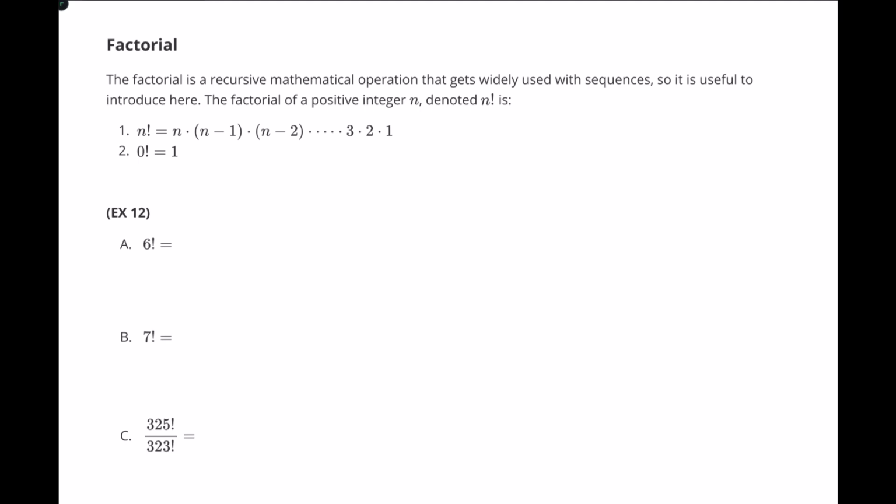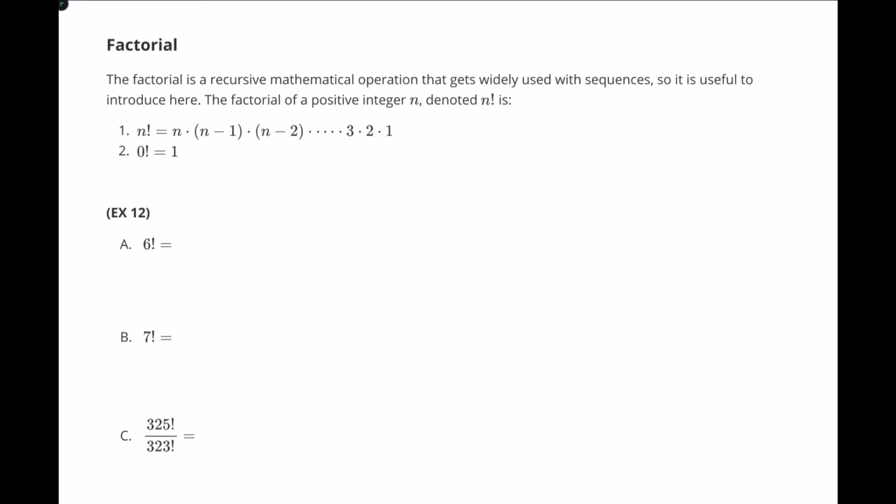Now we'll look at a topic that is not going to be used right away, but we'll certainly use quite a bit throughout this chapter. This is something that you may have run into if you took a statistics course, which is a mathematical operation called a factorial. This is a recursive operation. It's used a lot within sequences, so certainly useful to introduce at this point.